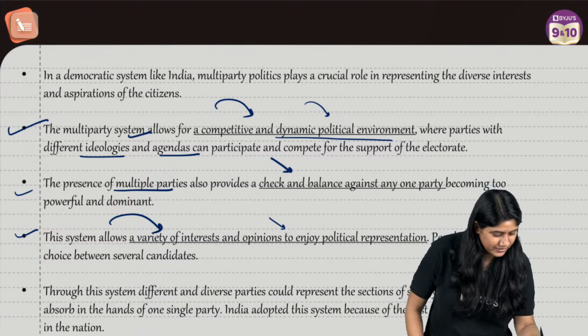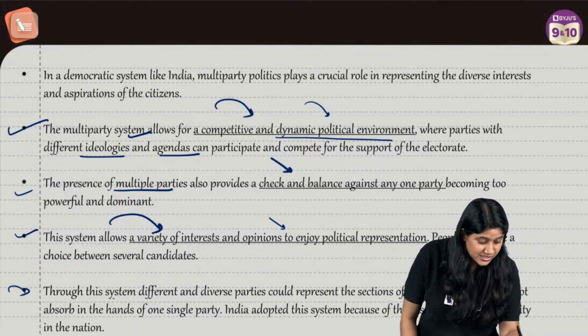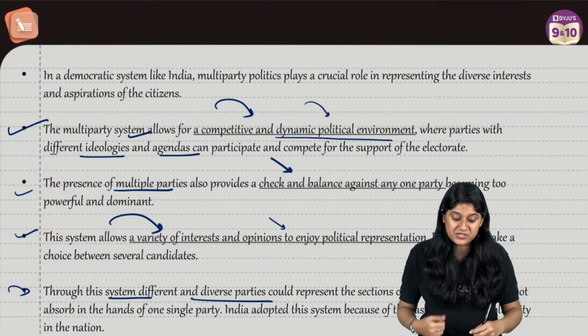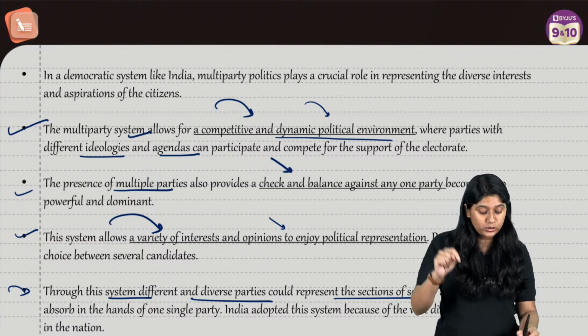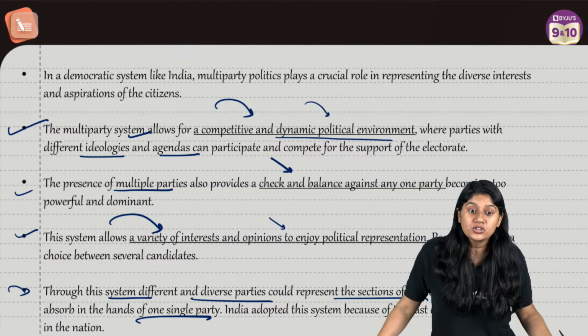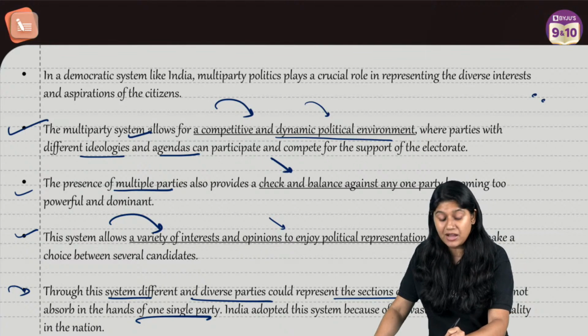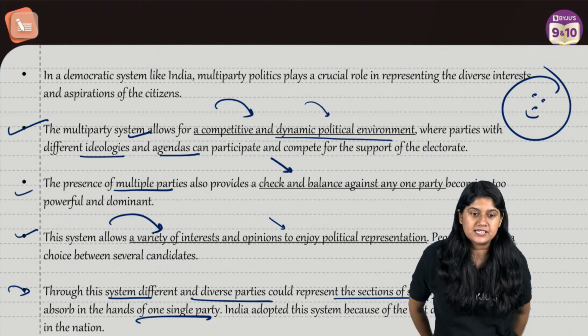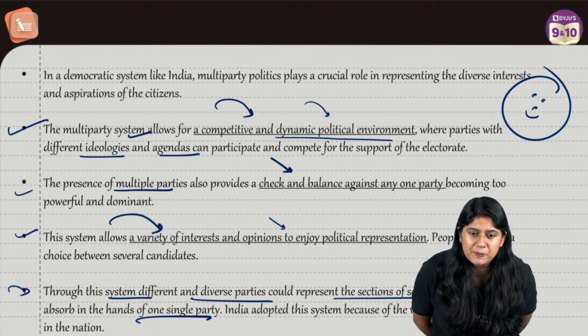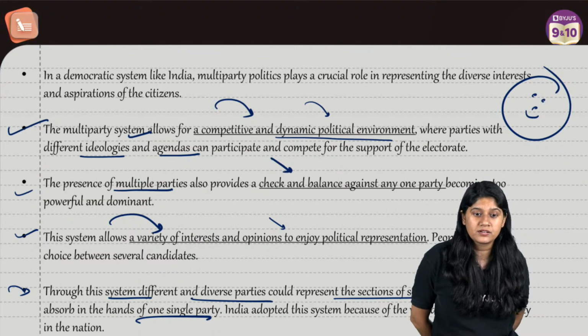The last one: through this system, different parties will represent different sections of society, and power will not be absorbed into one hand. Clear? So these are the important things, everyone. Are we clear with this question? Yes, very good. It accommodates diverse people. Yes, absolutely, team 7.